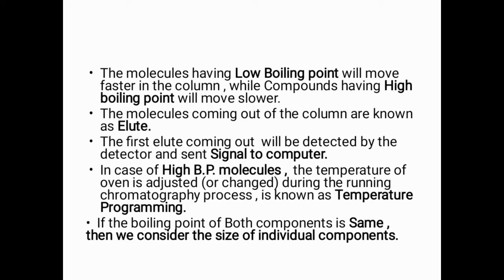The molecules which have a lower boiling point will move faster in the column, and the molecules coming out of the column are known as eluates. The first eluate coming out will be detected by the detector, which sends the signal to the computer. In the case of higher boiling point molecules, as they cannot move faster, the temperature of the oven is adjusted or changed during the chromatography process, and such a process is known as temperature programming.